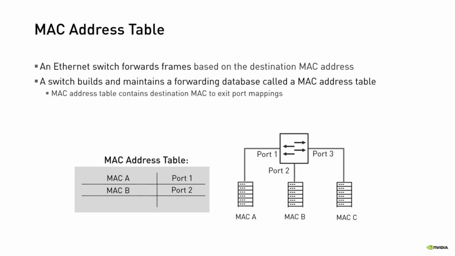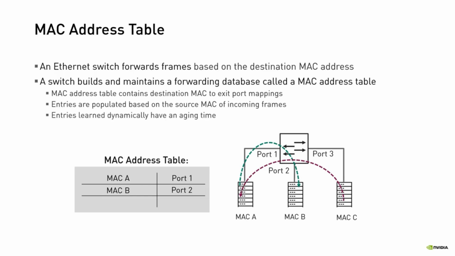Let's see how MAC address table entries are populated, and then how they are used by the switch to forward frames. In this example, node A sends a frame to node B. The frame is received at the switch on port 1. The switch looks at the source MAC address and adds an entry that maps MAC A to port 1. Now if node C sends a frame to node A, the switch has a pre-learned entry for destination MAC A and the frame is sent on port 1.